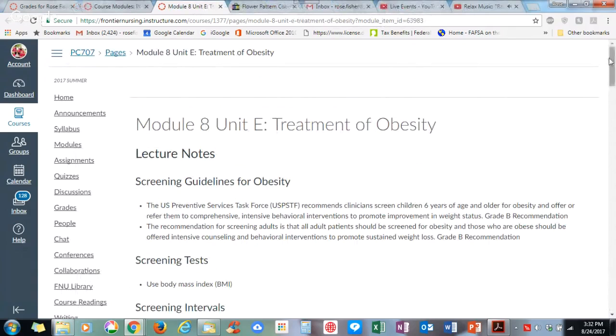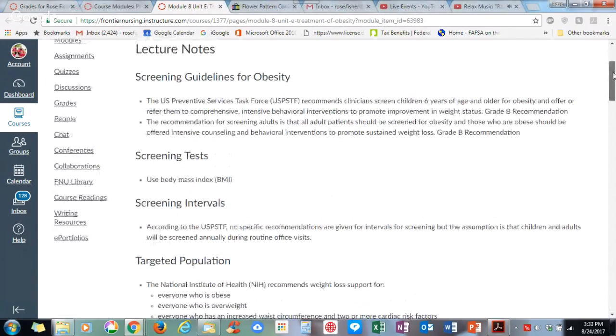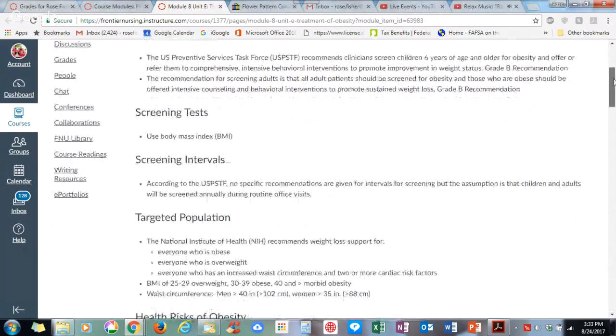Module 8, Unit A, Treatment of Obesity. Screening guidelines for obesity. The U.S. Preventive Services Task Force recommends clinicians screen children 6 years of age and older for obesity and offer or refer them to comprehensive intensive behavioral interventions to promote improvement in weight status.